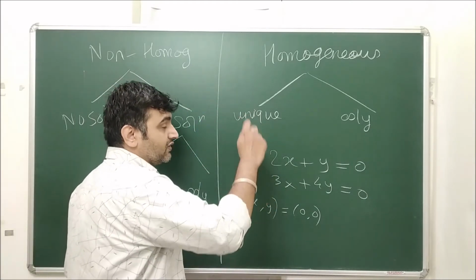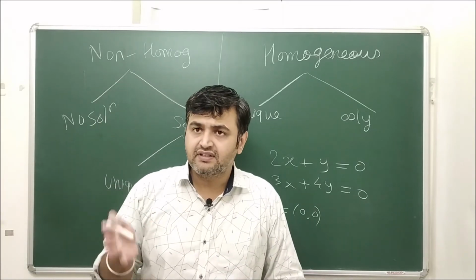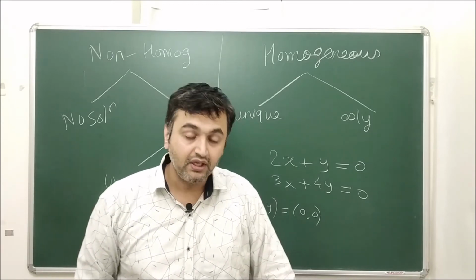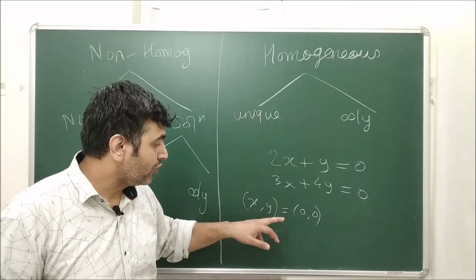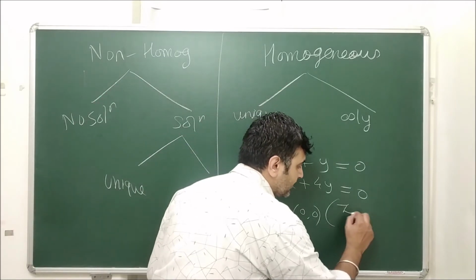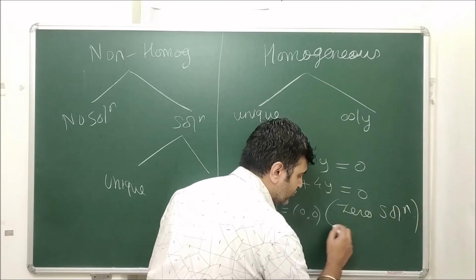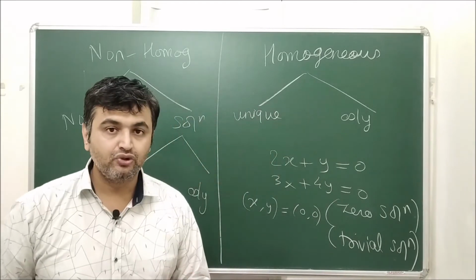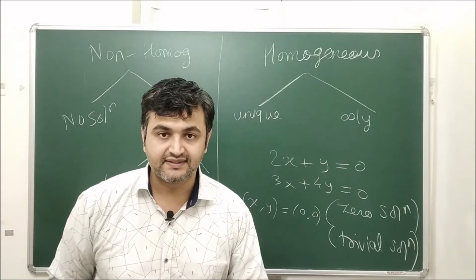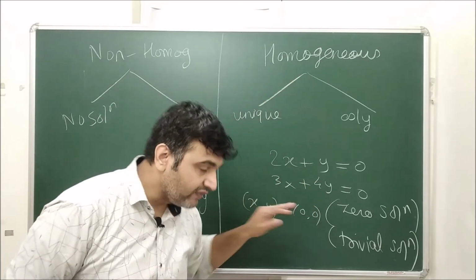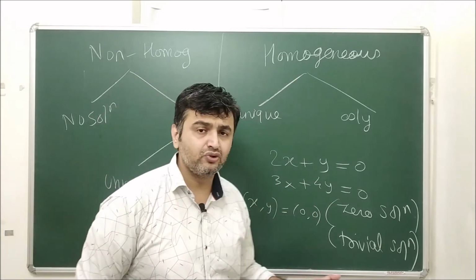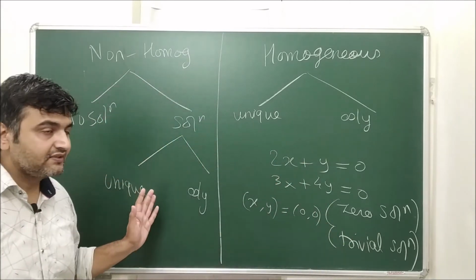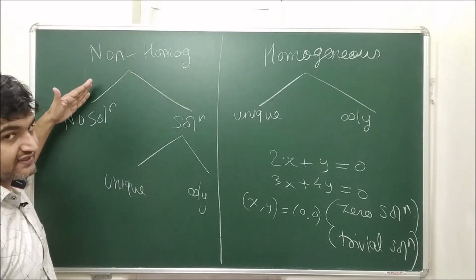Now there is a word for this. Whenever a system has a solution, such a system is called a consistent system. Since a homogeneous system will always have a zero solution, sometimes also called a trivial solution, homogeneous systems are always consistent, whereas non-homogeneous systems may or may not be consistent.